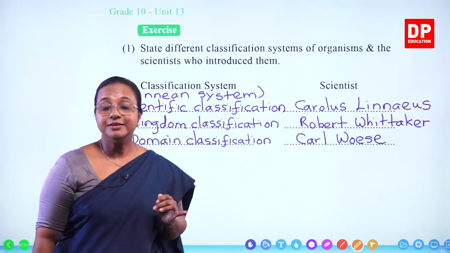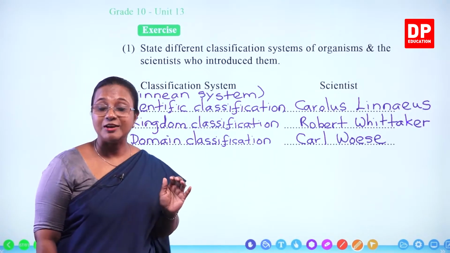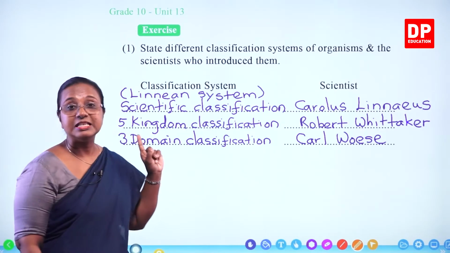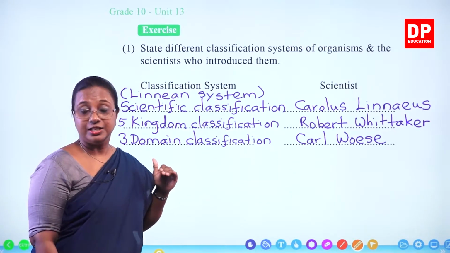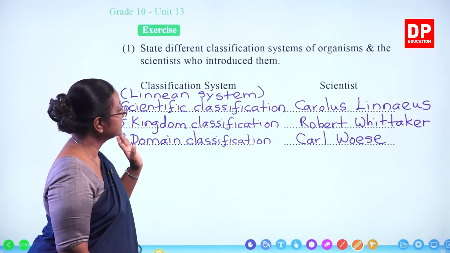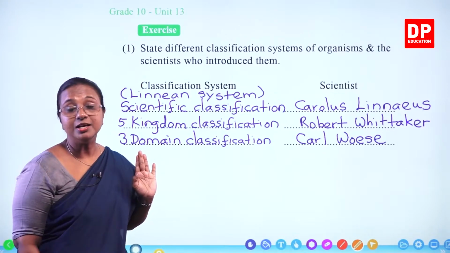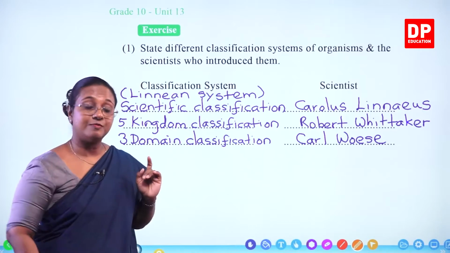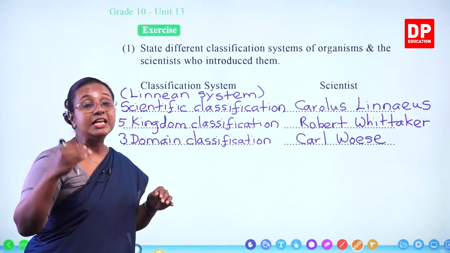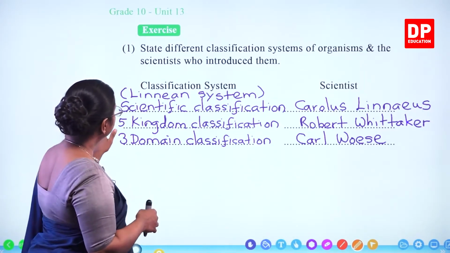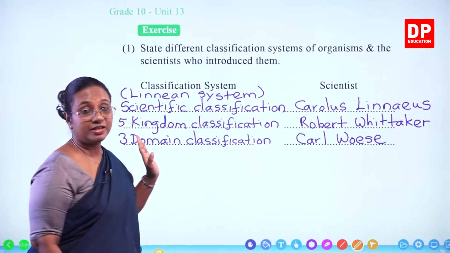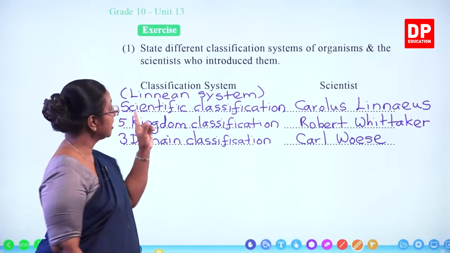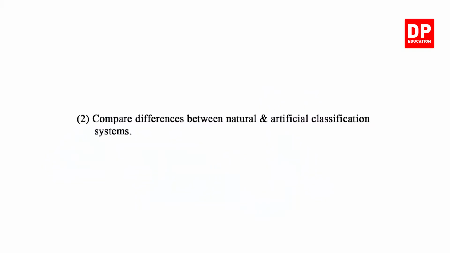So, those are the different systems. I am sure you all would have written down the same things. We have not discussed this first system in detail, but it is there in your textbook. The name Linnean system is given for that classification system, where we classify organisms in a hierarchical order. If you just write it as scientific classification, that is more than enough. So, that's the first question, students. I will move on to the next one.